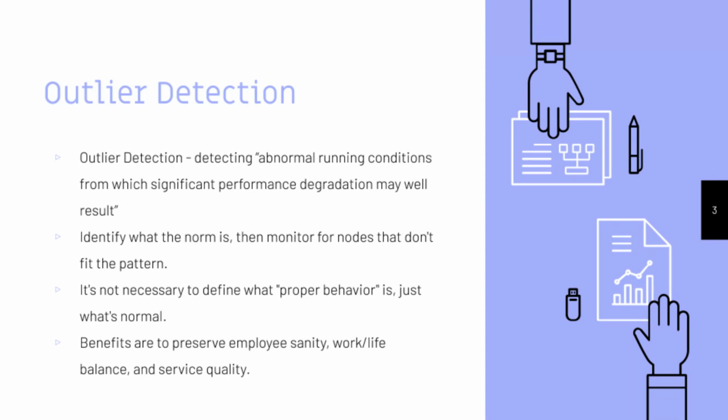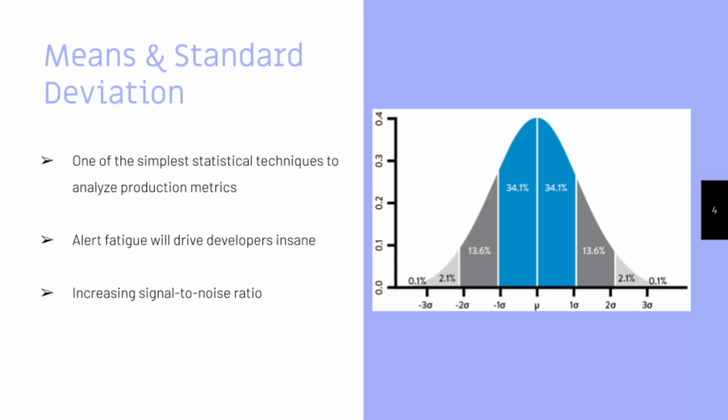Mean and standard deviations is a technique used to analyze production metrics, which involves creating a filter to detect significant variations from the norm and generating an alert. Alerts are intended to draw immediate action to resolve the issue. However, excessive alerts can cause alert fatigue, especially when they're continuously waking people up in the middle of the night. Fine-tuning these alerts can be done by increasing the signal-to-noise ratio.